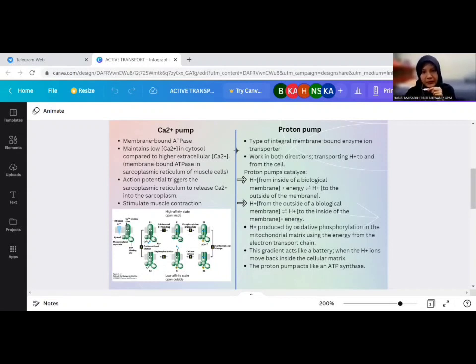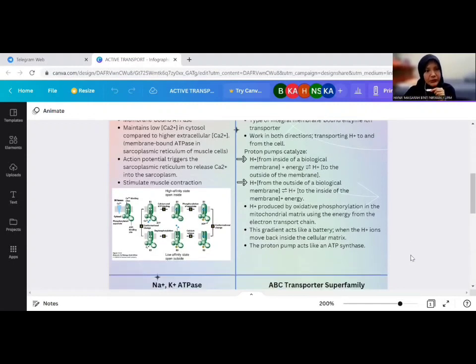The other function of calcium ions in muscle contraction is that calcium ions stimulate ATPase activity to hydrolyze ATP to ADP and a phosphate group and change the myosin head from a low to a high energy configuration. That's all for me. Thank you.